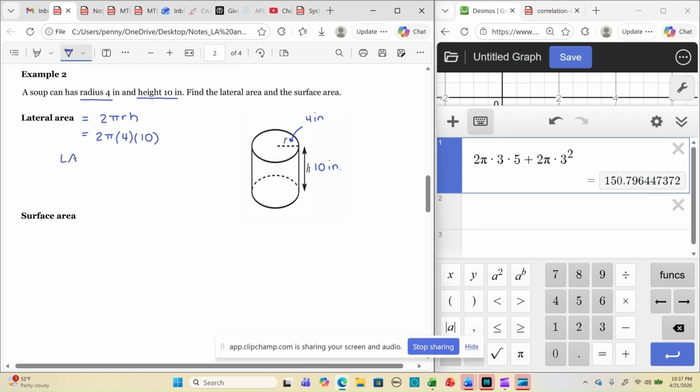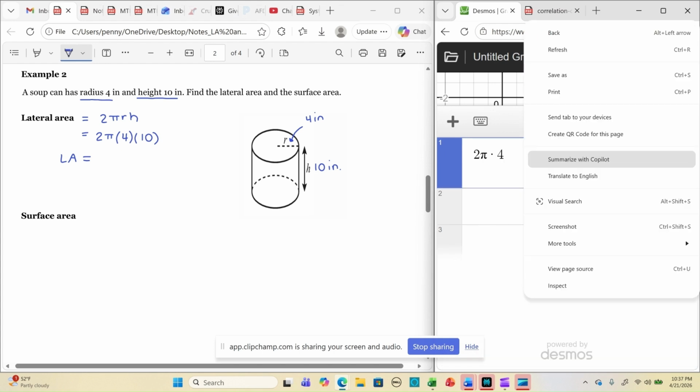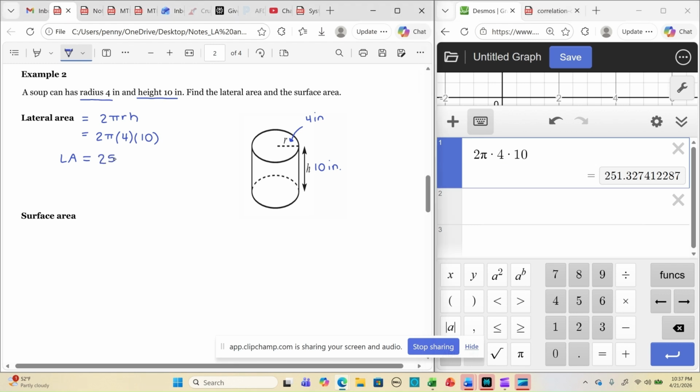And I'm going to go over to Desmos and we're going to type that in. So I have my 2 pi here. So it's going to be times 4 times 10. So I get 251.3. Our units are inches this time, so inches squared. Surface area, 2 pi rh plus 2 pi r squared.